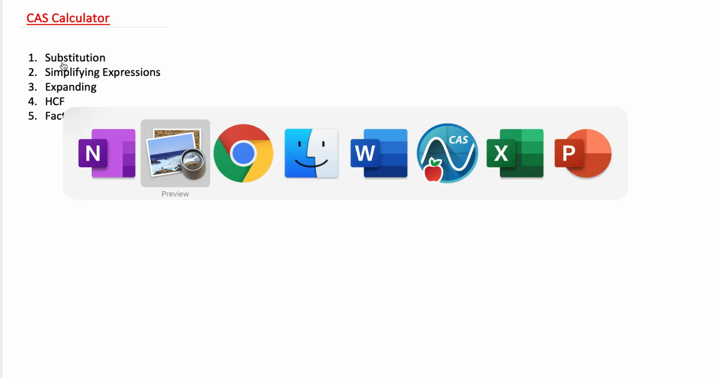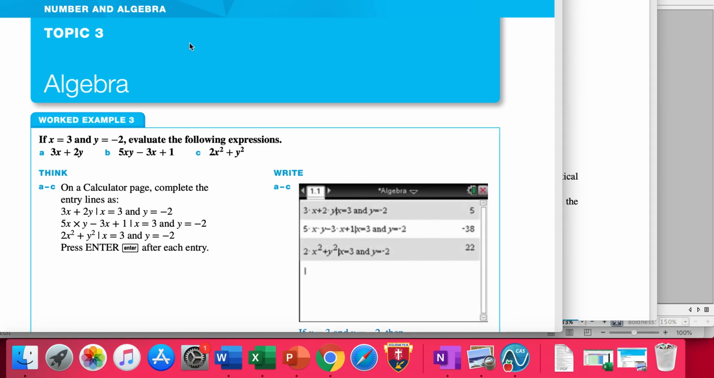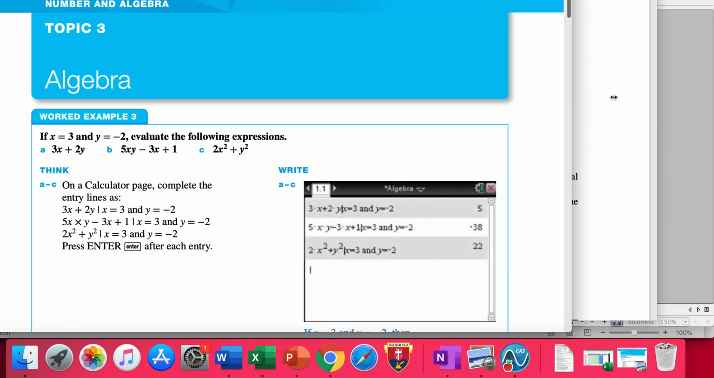Okay, girls, so in these videos we're going to be using our CAS calculator to do everything that we have been doing in our unit on algebra. So first, we're going to revise how to do substitution. We have done this before, so I just want to show you. This is one of the documents that I have posted in Google Classroom, okay?